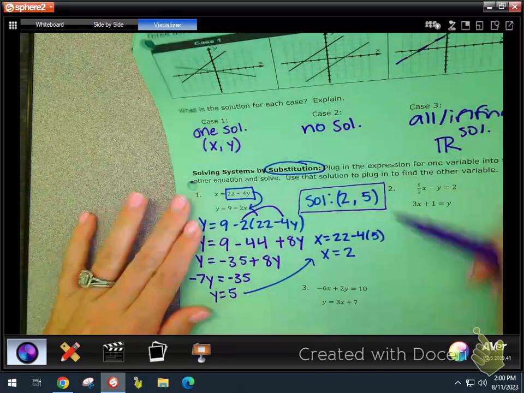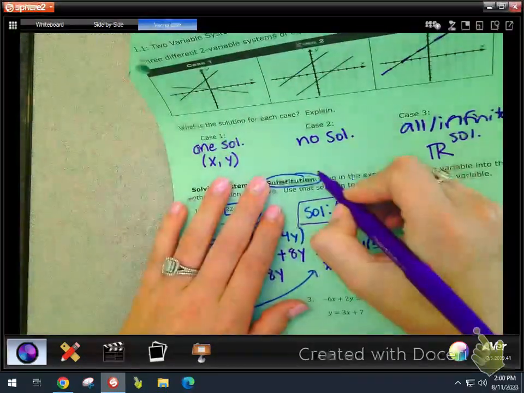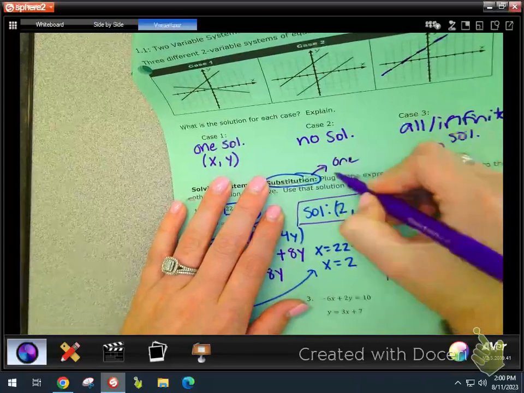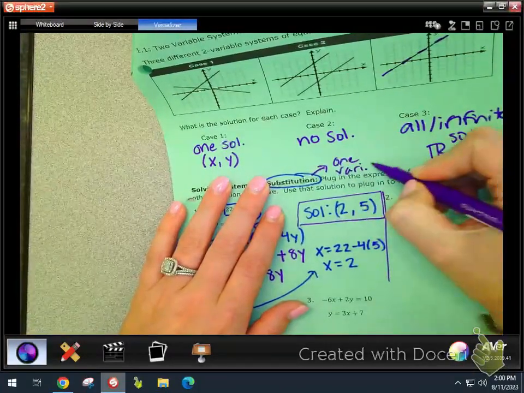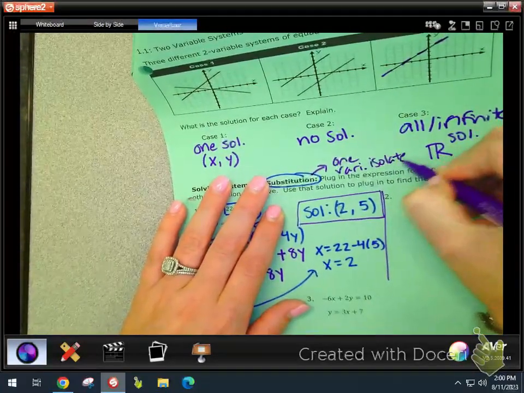When you look at the setup with substitution, I'll make a note of this. With substitution, you need one variable that's isolated. Do y'all know what I mean when I say that?